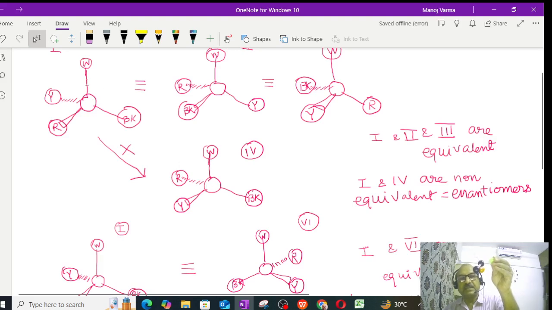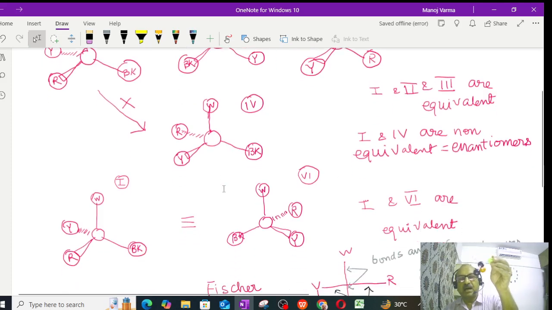It cannot happen that in one structure the white and black are in the same plane, and in another structure also white and black are in the same plane, but in one structure yellow is going behind and red is coming forward, while in another structure you have interchanged, red is going behind and yellow is coming forward. It cannot happen. So it means that these two structures that I have drawn, 1 and 4, are non-equivalent. They are not the same but different. In fact they could be enantiomers, that means they could be mirror images, right?